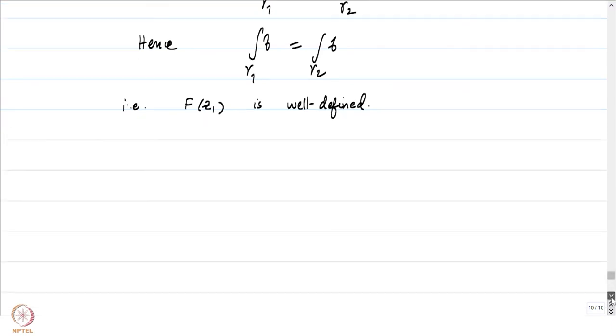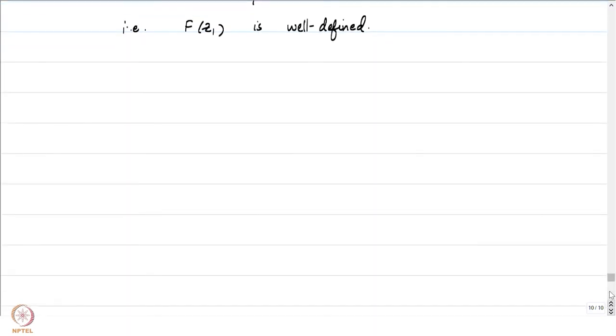What next? The next part of the theorem said that this capital F is a holomorphic function. Not only is it some arbitrary holomorphic function, it's exactly the antiderivative of small f. In other words, capital F prime of z1 is the same as small f. We will show that the derivative exists at the point z1, and that the derivative is equal to small f, in one go. So let's take a point z1 where we would like to show the complex differentiability.